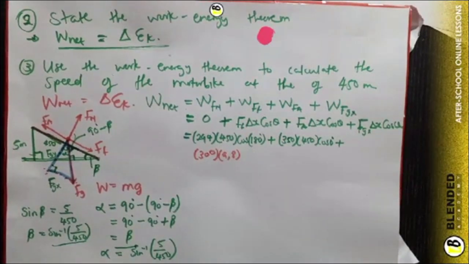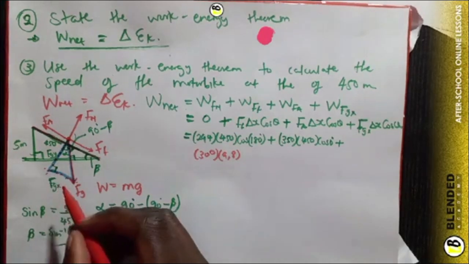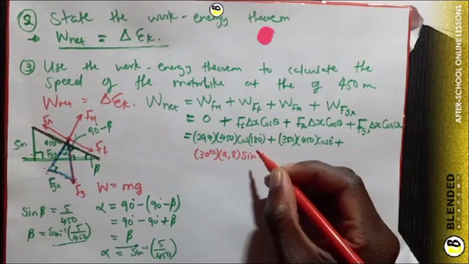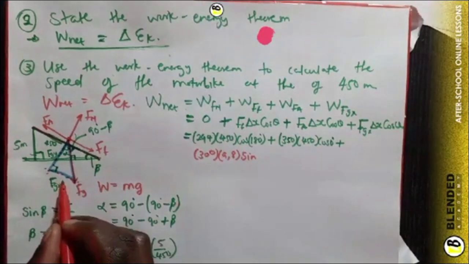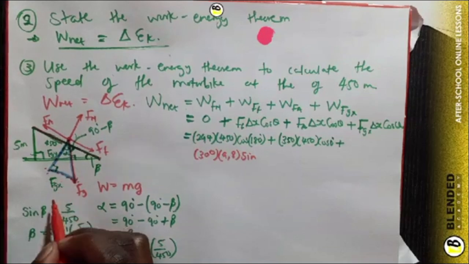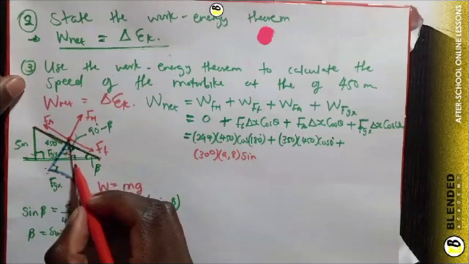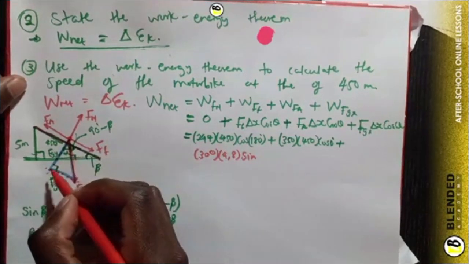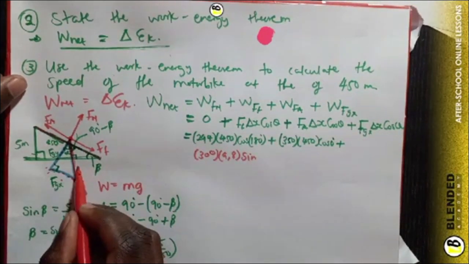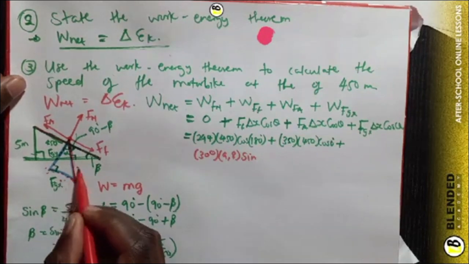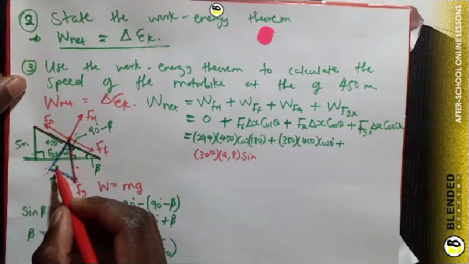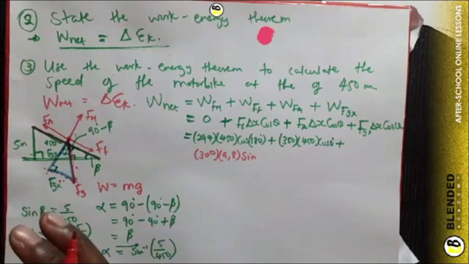And then remember, we're resolving this, so now we're dealing with this component here. So it's going to be sine, since we're dealing with this component on this triangle. This is the hypotenuse, this is the opposite, and this is the adjacent. So we're dealing with the opposite and the hypotenuse, so we're going to use the sine ratio. We're just trying to resolve the weight into its x and y components.